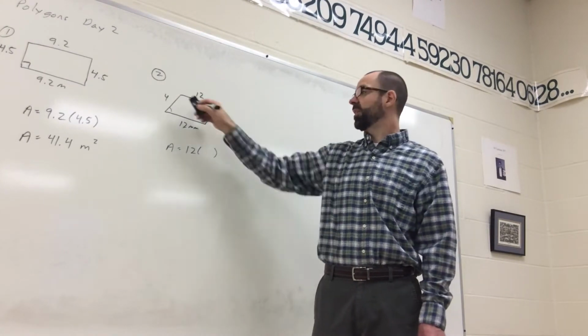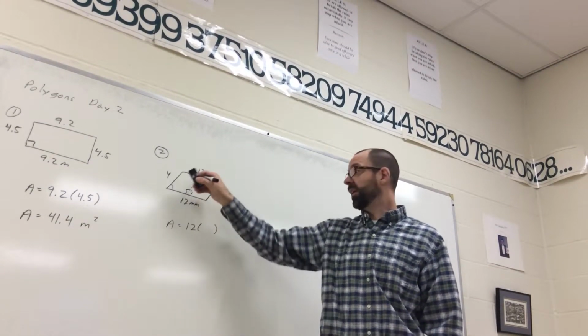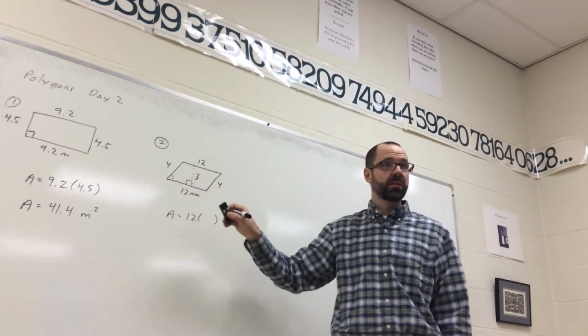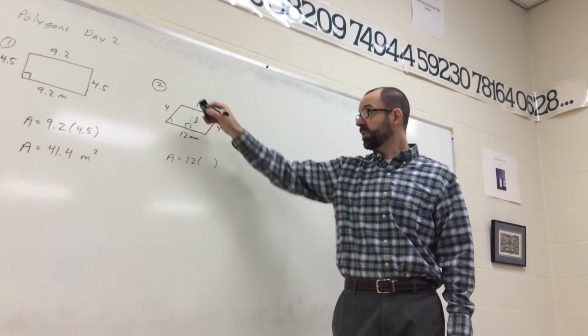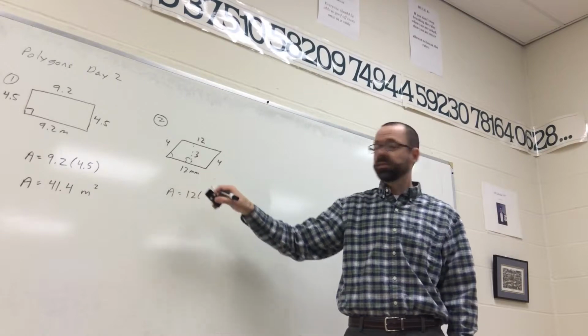Okay, so there is more information given in the problem. There's a dotted line and then a 90-degree angle, and that line is marked as 3. So 3 is the height, because 3 is making a 90-degree angle with the base.